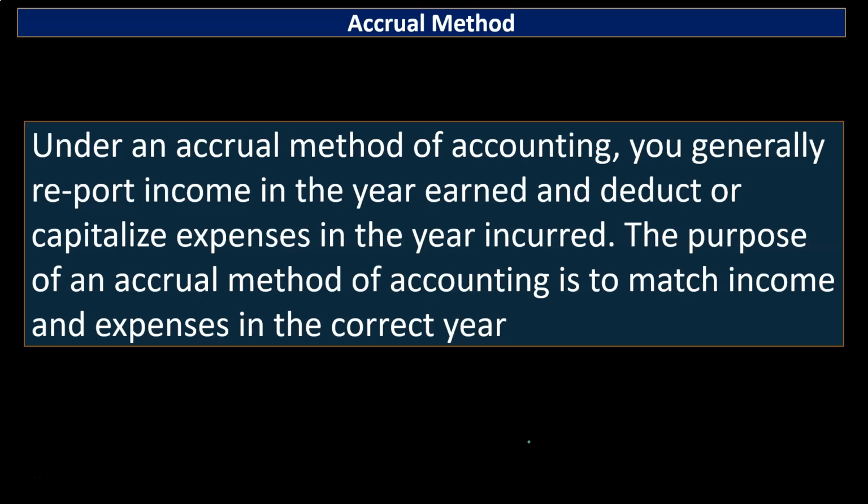So accrual method. Now the accrual method is kind of the other extreme. This is what businesses will be using. Like if you have a C corporation or a publicly traded business, or generally accepted accounting principles, it will be on an accrual method. Anytime you look up accounting transactions in general, they're usually talking about an accrual method. It's the standard method typically for accounting. So under an accrual method of accounting, you generally report income in the year earned and deduct or capitalize expenses in the year incurred. The purpose of the accrual method of accounting is to match income and expense in the correct year. So we saw that the problem with the cash method, the benefit of the cash method is it can make certain transactions a lot easier.